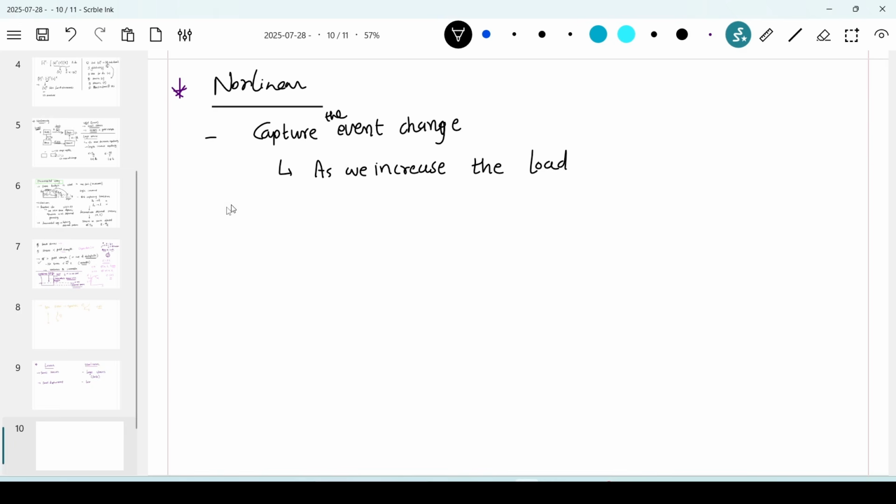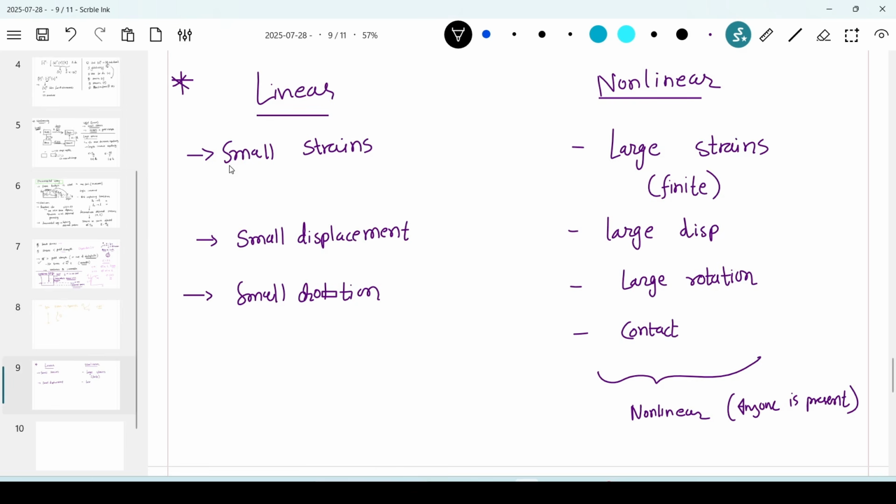So here events can be anything. As mentioned here, one is the small strain. There can be large displacement also happening. Like, if this is undeformed, and this is small strain, this is small strain because the strains are very small, but this can also be large displacement.